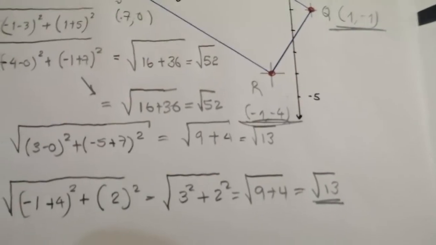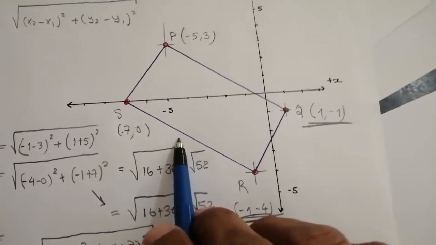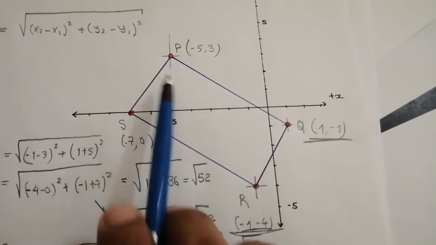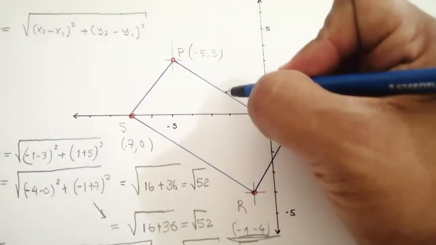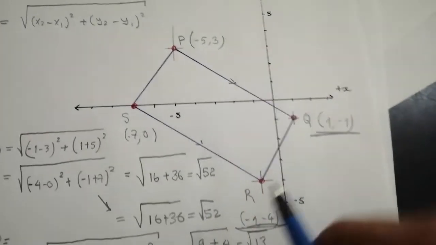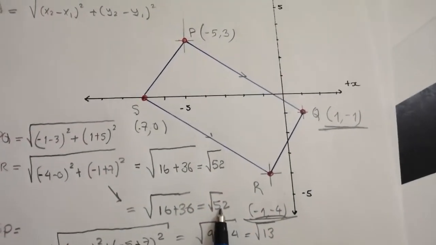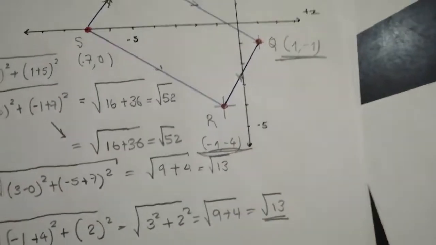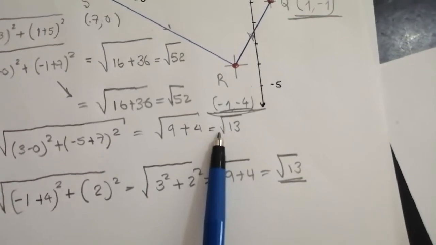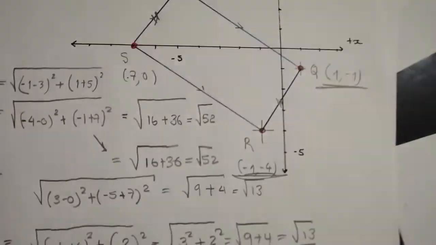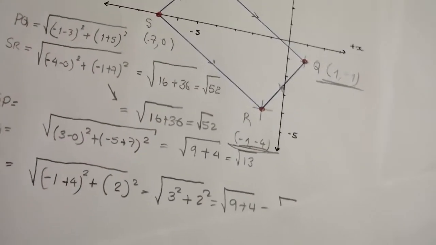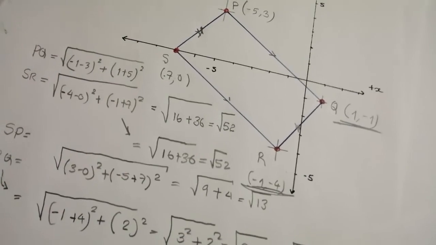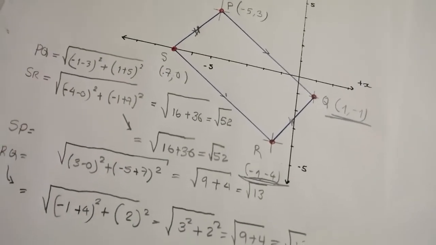So what I found is that sides SR and PQ are congruent because they measure the same, square root of 52 and square root of 52. And I also found that SP and RQ are congruent. They're both square root of 13. The only thing I'm missing is the length of the diagonals. Once I find that, then I'm going to be sure about this figure.